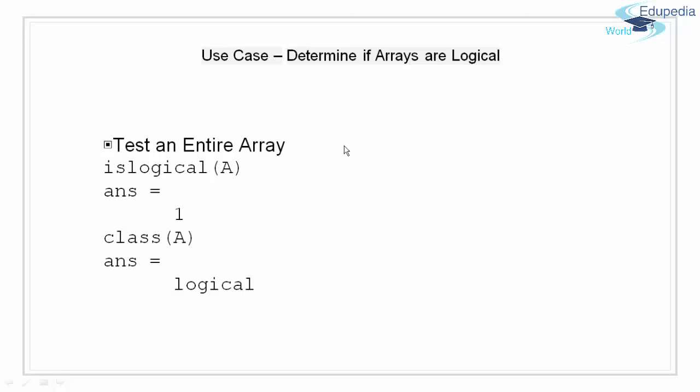So first function is the islogical function. By passing the matrix A to the islogical function, we get return output as 1 or 0 depending on whether the matrix provided is a logical matrix or not. Another function is the class function that will return a string that will be logical if the input matrix belongs to the logical class. So basically class function will return the string logical if the matrix passed is a logical matrix.